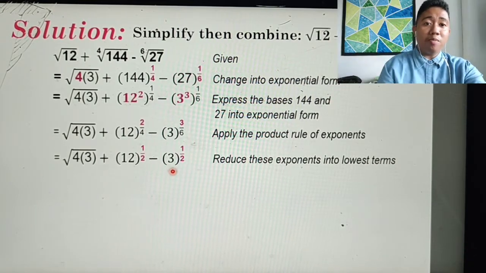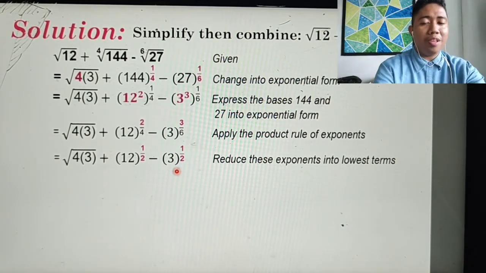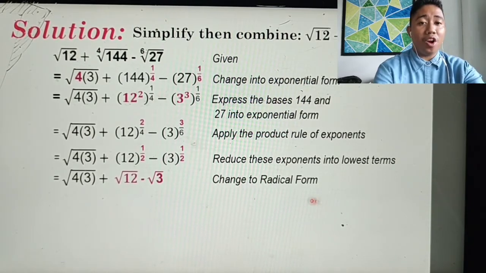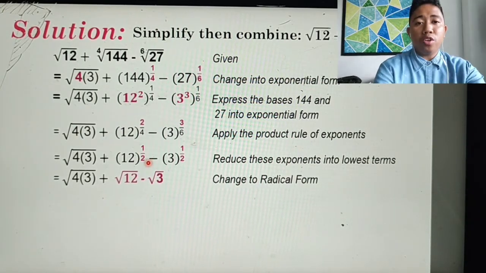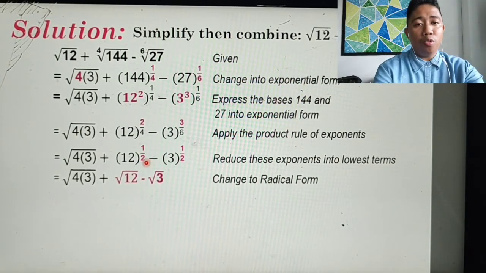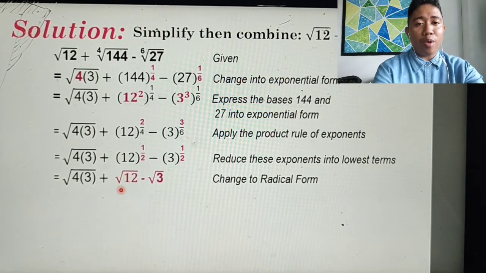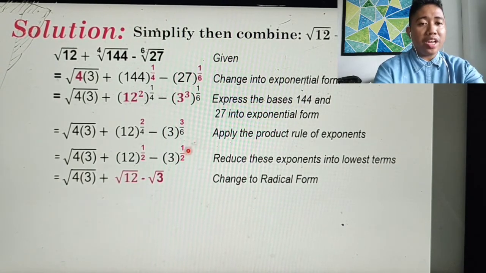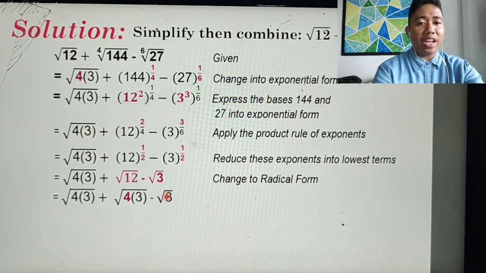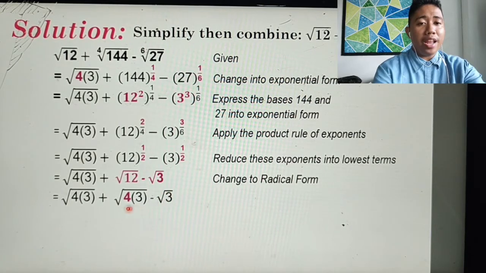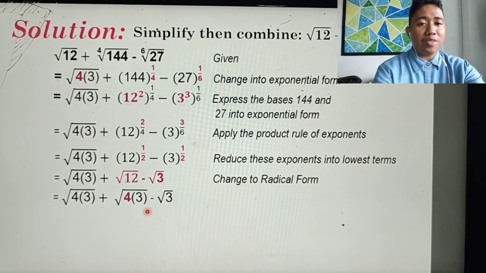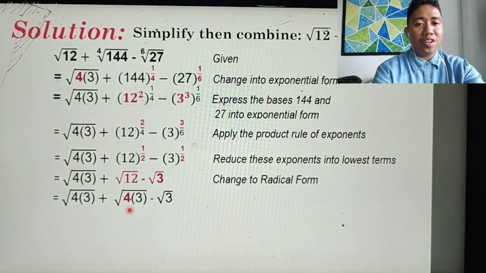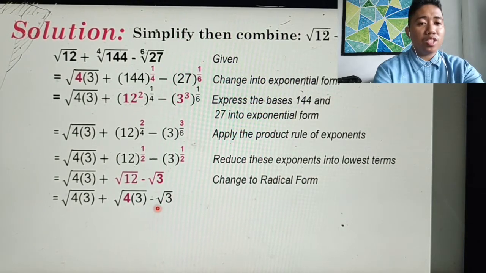So the last two terms have the same exponent. So we'll be going to convert back into radical form. Since we all know that 1 is the numerator and the denominator is 2, so it has an order of 2, which is square. So it becomes the square root of 12. Same with 3 raised to the power 1/2, it becomes the square root of 3. The next process to do is to convert it into products. So the square root of 12, as in the first term, becomes the square root of 4 times 3, minus the square root of 3.